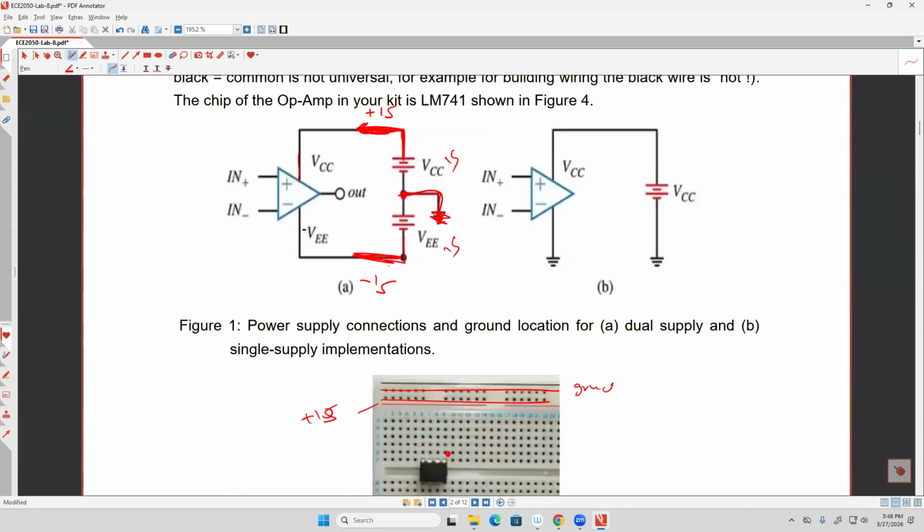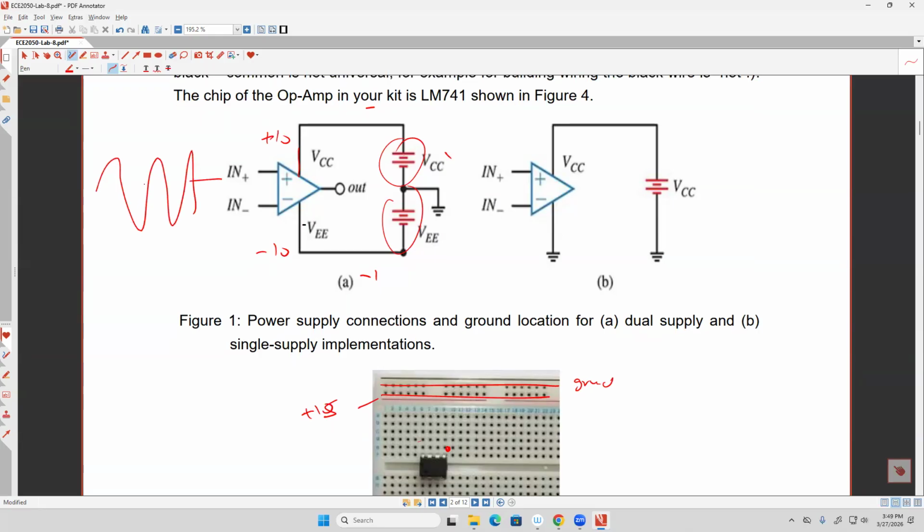One more thing, for this lab, we're going to connect the bias this way. But in general, as I told you also in the lecture, in this connection we're using two power supplies, as you see here, to create, for example, positive 10 and negative 10. Usually we do that when you have a sine wave that has a positive side and negative side, okay?